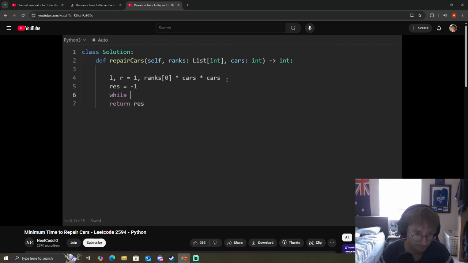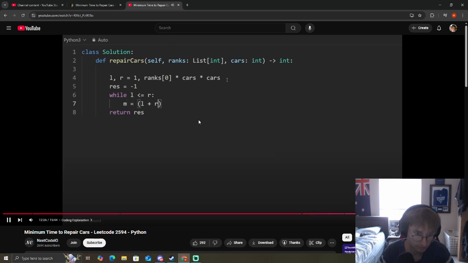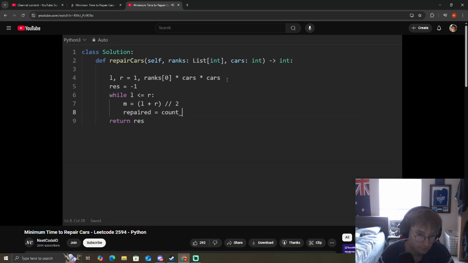And then while the pointers have not crossed each other, for me, this is kind of just muscle memory. Calculating the midway point, we don't really care about overflow, so we just do left plus right divided by 2. I'm going to have a helper function, I guess. We don't really need to, but I will anyway, to give me the repaired count. So I'll just call it count repaired. We'll pass in the time. In this case, m is the time that we have. How many cars can we repair in that amount of time?